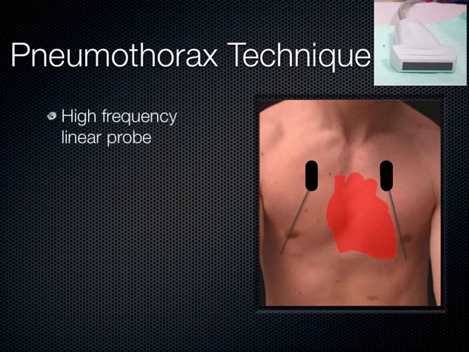You choose the high-frequency probe, you start in the second intercostal space. The orientation marker is towards the head, and you move downwards anteriorly and then splay laterally so that you're getting images in all 4 quadrants. You have to do it a little bit more laterally on the left so that you avoid the heart.